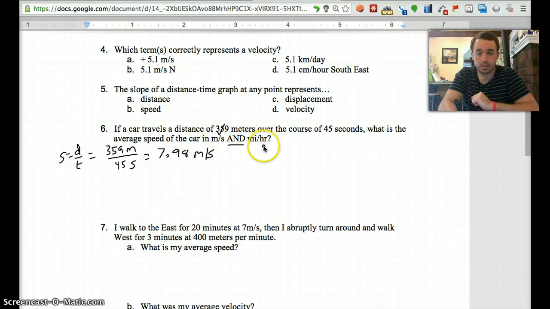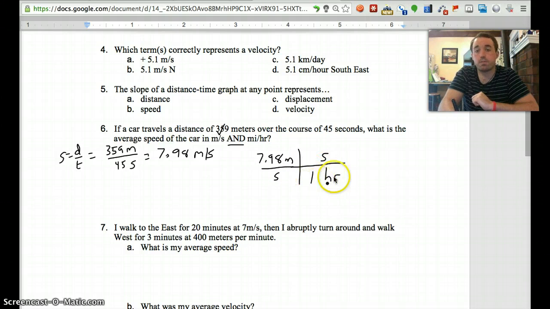So the meters per second is done. I've got to turn it to miles per hour: 7.98 meters per second to miles per hour. Deal with the hours first. I know that seconds is on the bottom, so seconds have to be on top. We've done it enough that I can do the conversion right from seconds to hours.